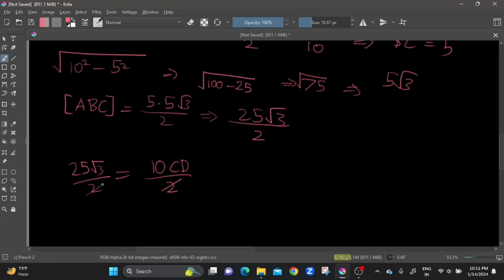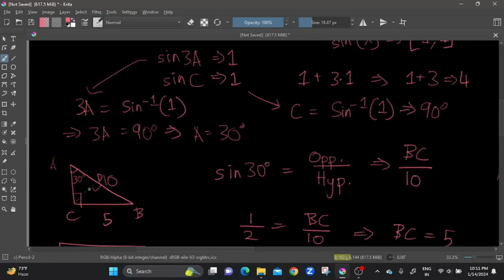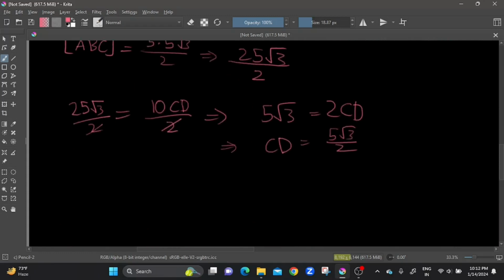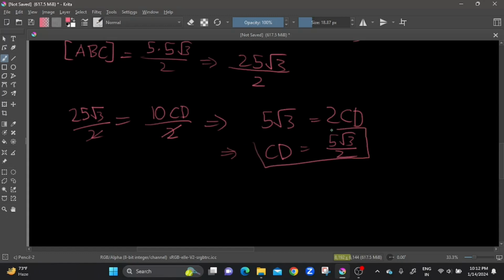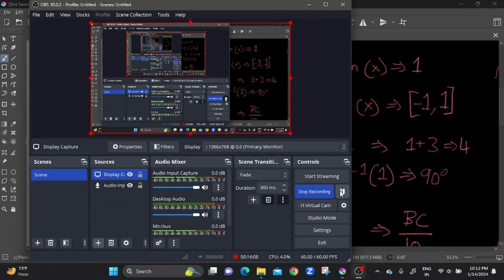For ease, let's just cancel 2's out on both sides. And then we're going to cancel 5 on both sides as well. So we're going to get 5 root 3 is equal to 2 CD, right? And CD is equal to 5 root 3 by 2, which is your answer. So for this triangle, the height that you're going to get, CD, is equal to 5 root 3 by 2. And if you go over to the document and check the answer, yeah, that's the answer, 5 root 3 by 2. So this problem has been solved. Let's just erase it real quick.